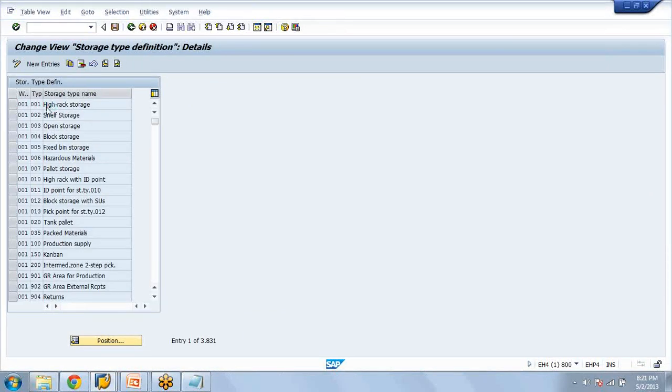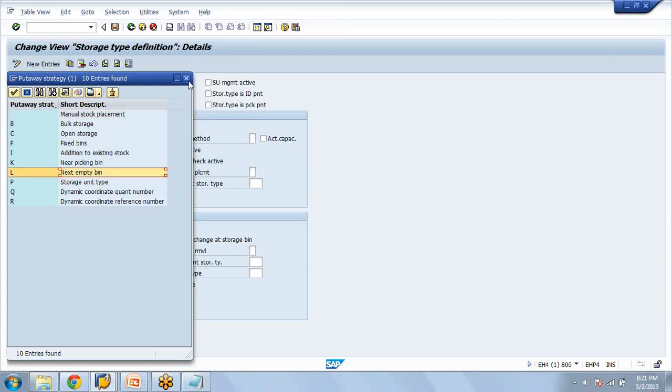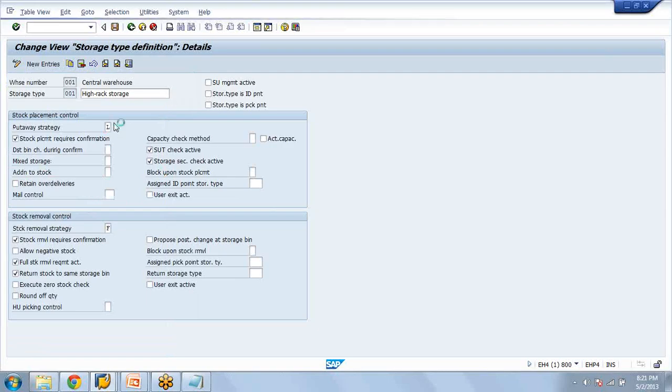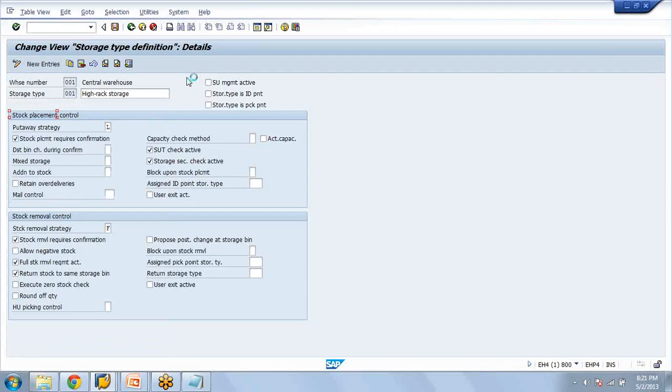You should not allow the system to go to addition to stock. Don't allow the system to add to the existing stock, and give the system the next empty bin instead. You should instruct the system always to pick a new storage bin every time you put away some material. In that case, what happens? In every storage bin, the quant is created with that particular GR date. Then this FIFO will work.